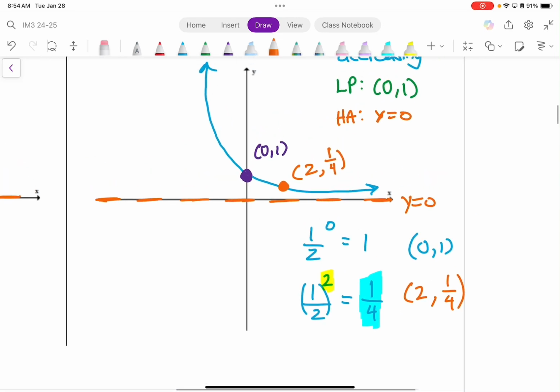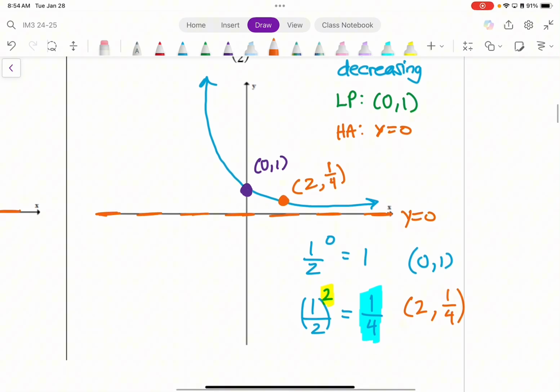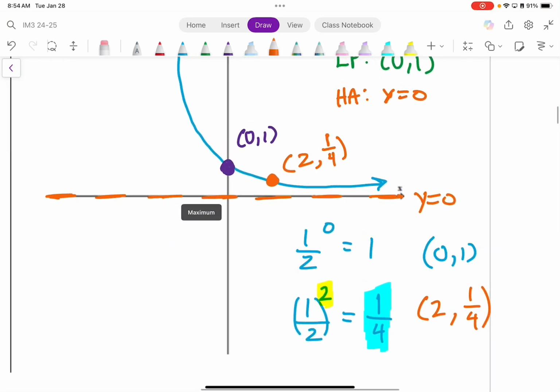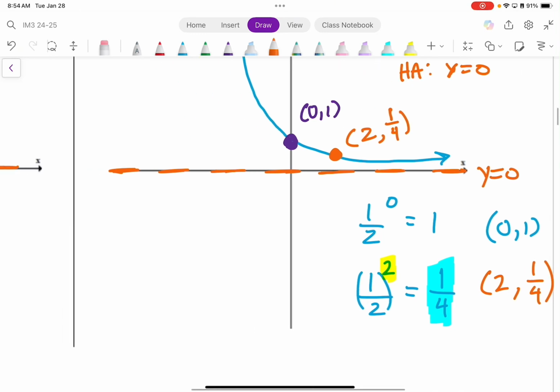Okay. And that second point is there just basically to confirm the direction of our graph, to make sure that it's going to continue getting smaller, and it's going to continue going to the right. All right. So this is the only challenging part: you do have to make some calculations to find that second point. So let me go back to the first one since I forgot to do this.